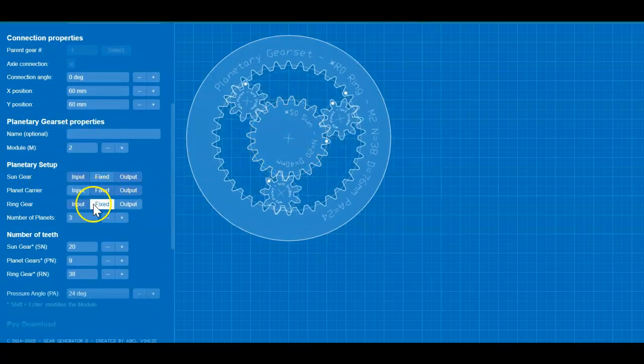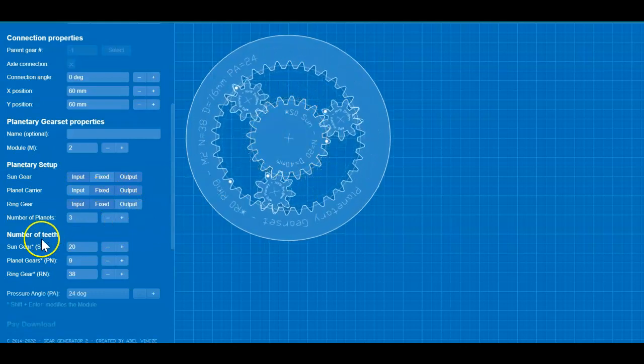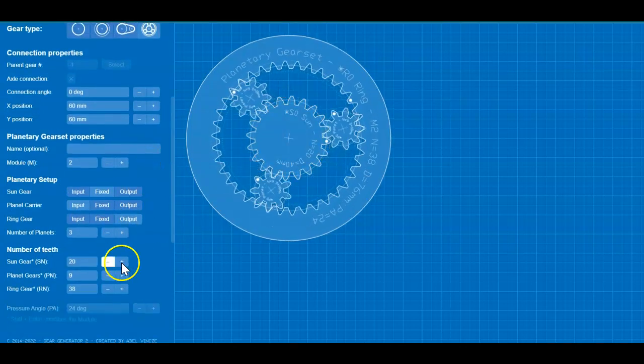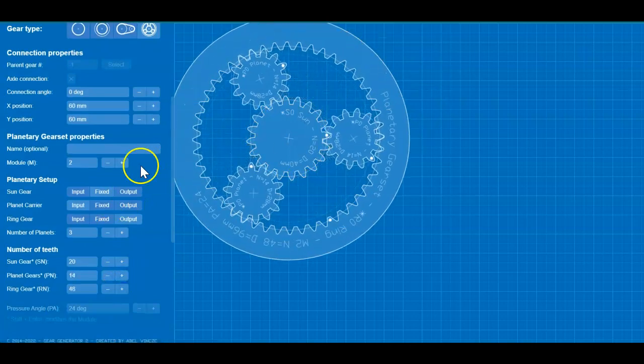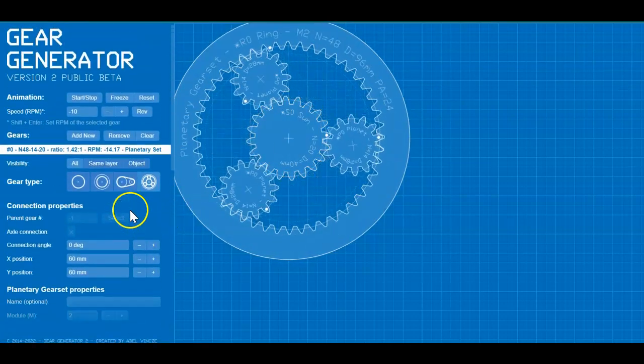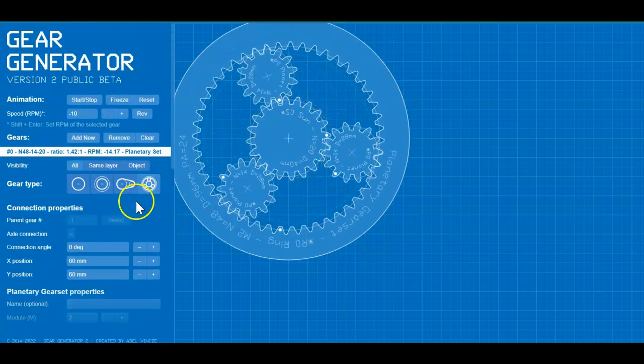Anyway, the planetary setup has these. You can play around with those. Number of teeth, we can change any of those. Here's the planetary gears. Of course, the more teeth you have, the larger the gear set will be. So there's planetary gears you can play around with.